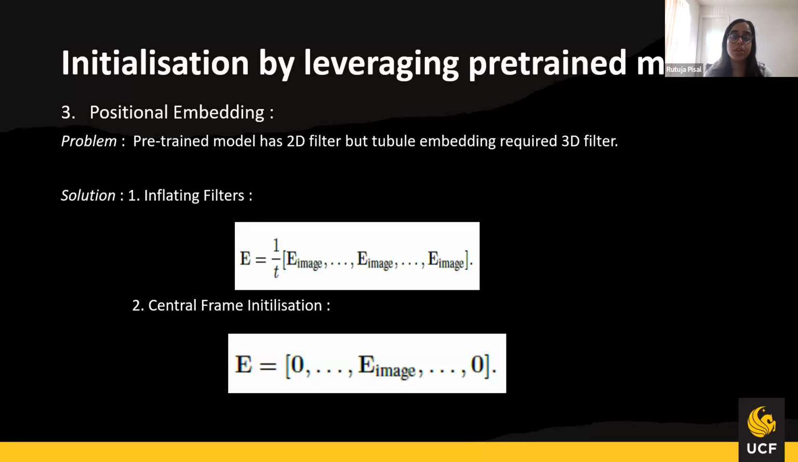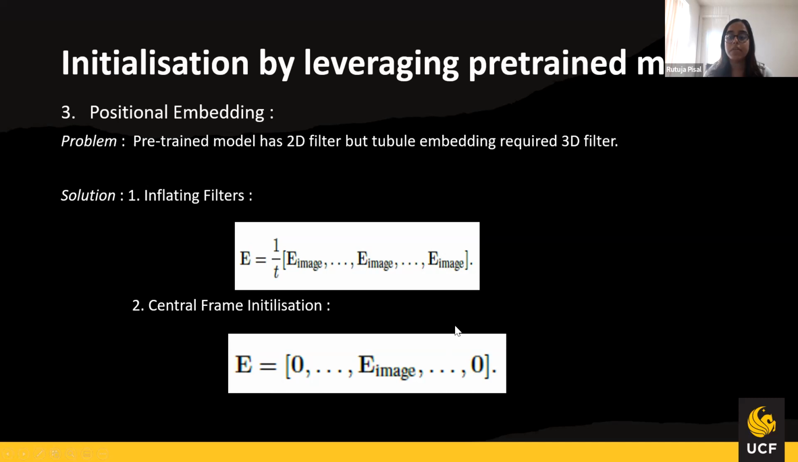The third and the most important problem that they faced is embedding weights, because all the ViViT models are pre-trained using images and hence have 2D filters. But since in this case we are using tubelet embedding, as we saw in the previous slides, it requires a 3D filter. So there are two solutions to this. The first one is inflating filters, and the second one is central frame initialization.